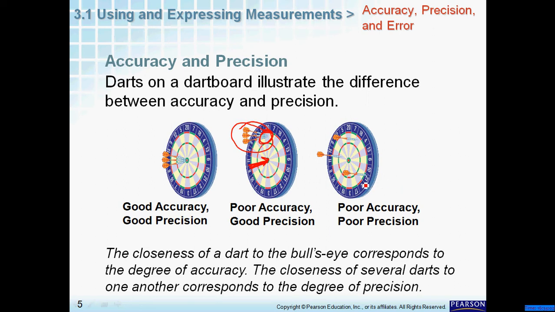Our last example here, I've got stuff all over the place, none of which have hit the bullseye. Here I have 0 accuracy and 0 precision.